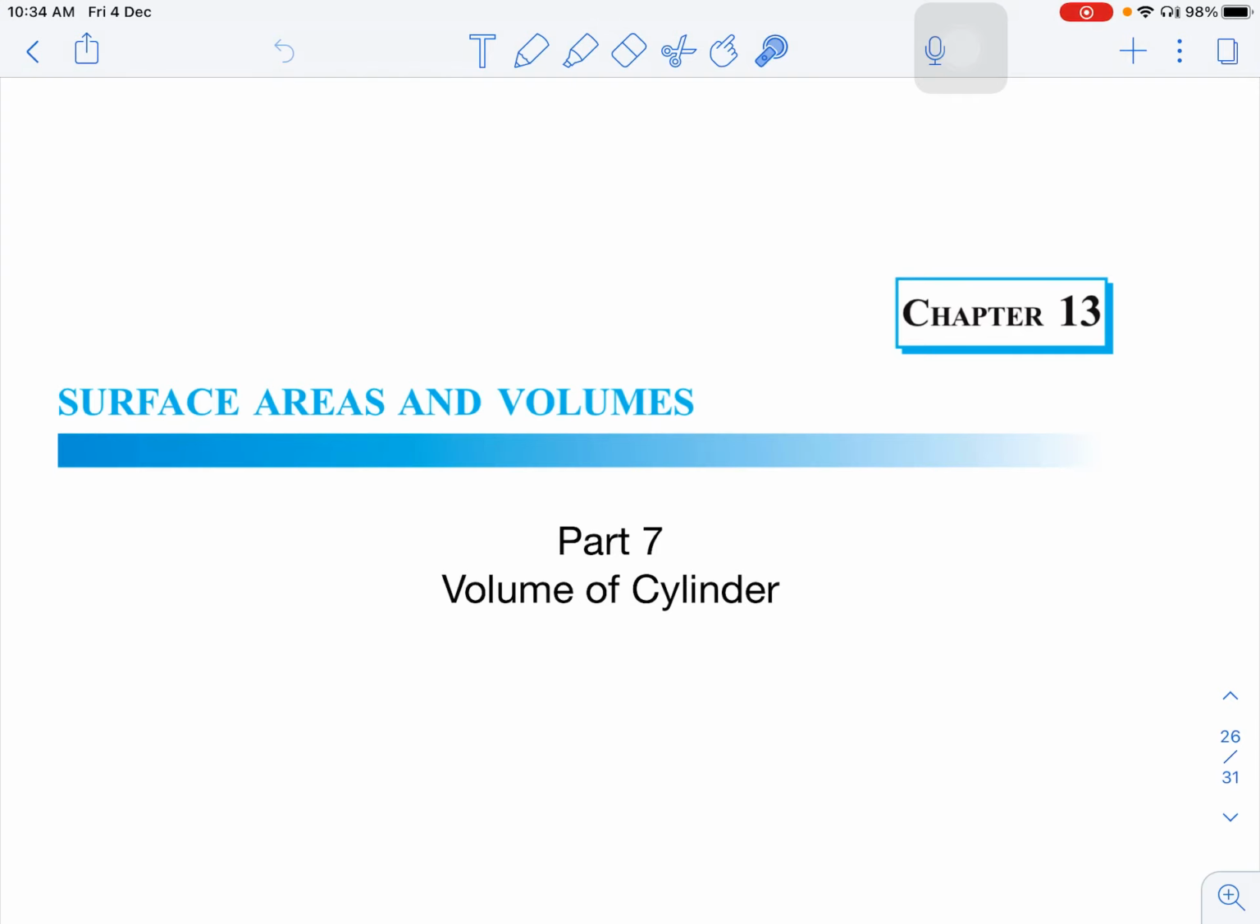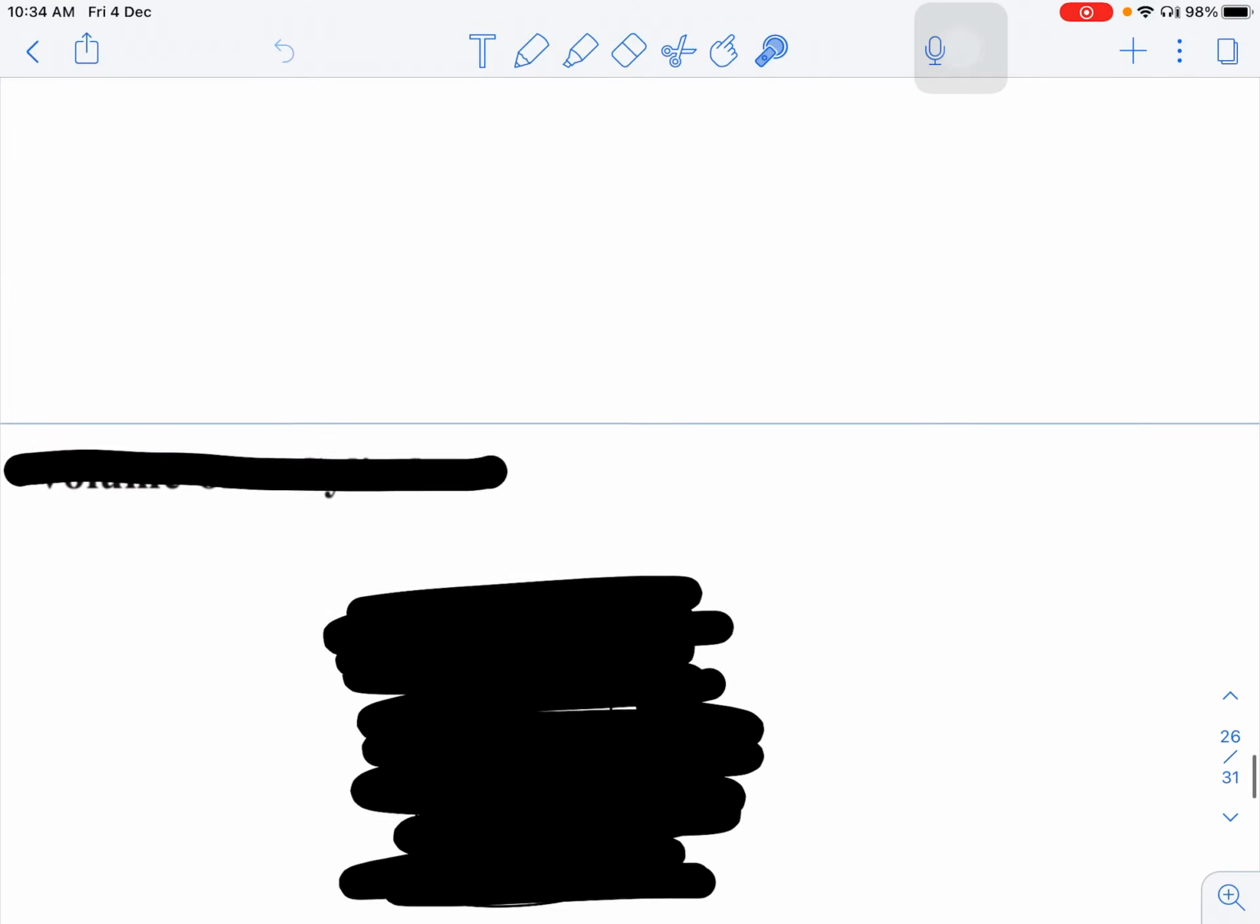Hello students. Today we are going to learn part 7 of chapter number 13, surface areas and volumes. In this part, we are going to learn how to find the volume of a cylinder. So first, let us learn how to derive the formula for finding volume of a cylinder.